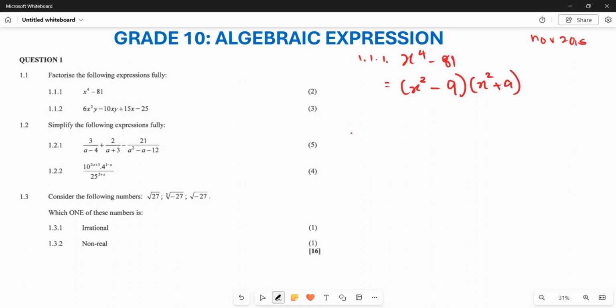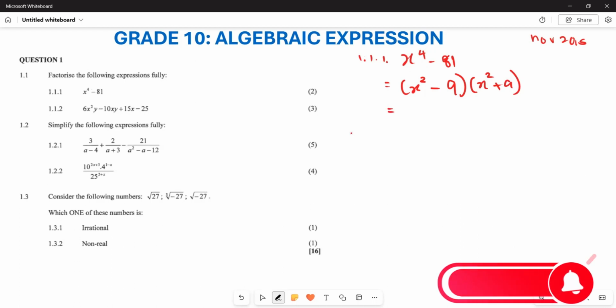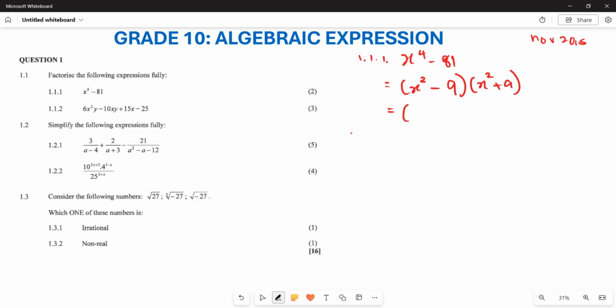Now, if you come back, your x squared subtract 9, can you see that one is also still going to be a difference of two squares, right? So which means this is going to be the same as x subtract 3 and x plus 3. Then this is going to be x squared plus 9 altogether. So basically, that is how you solve this first question.